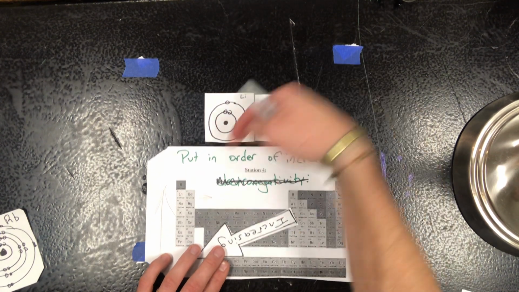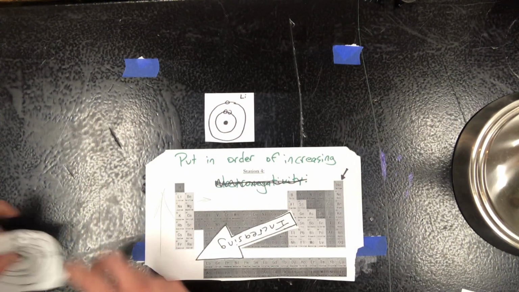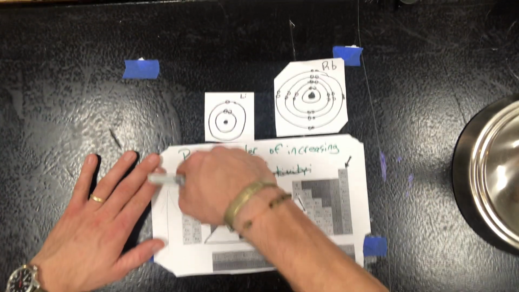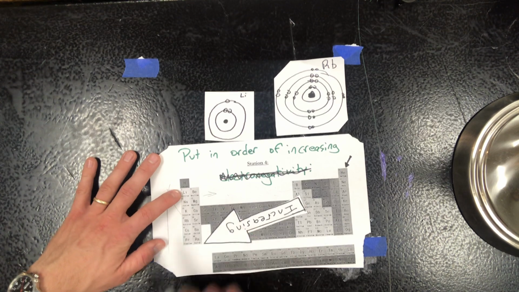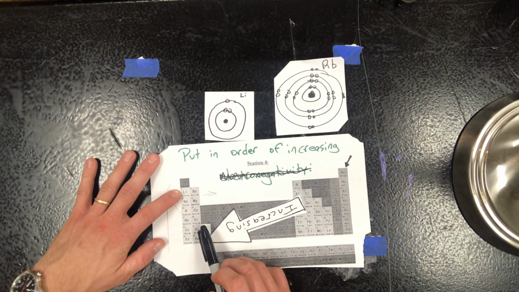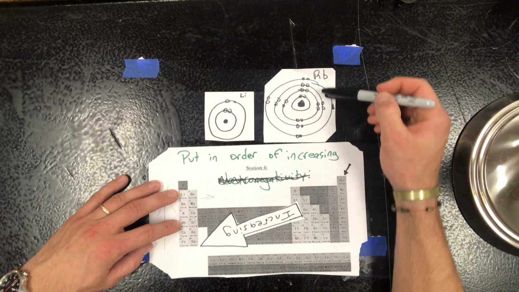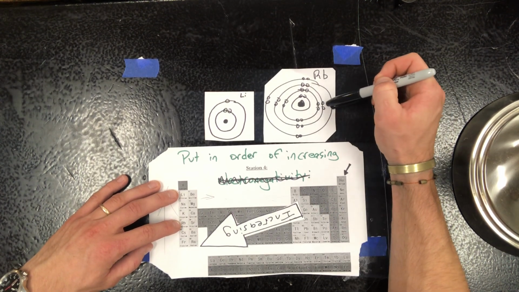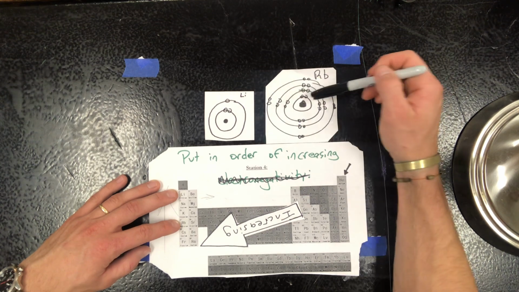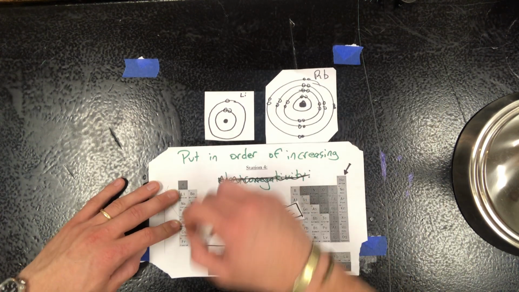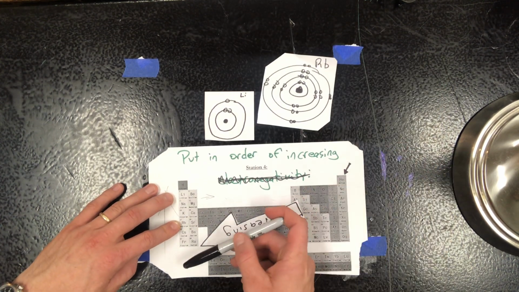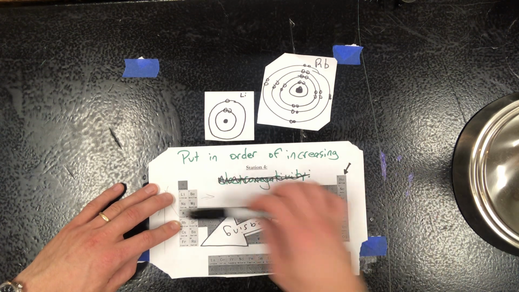We're going to increase as we move down a group. So this is lithium here, and rubidium is here. These are the Bohr diagrams. As you can see, rubidium has a lot more rings than lithium, and so rubidium is much, much bigger than lithium. So we're increasing this direction, and we're increasing in this direction.